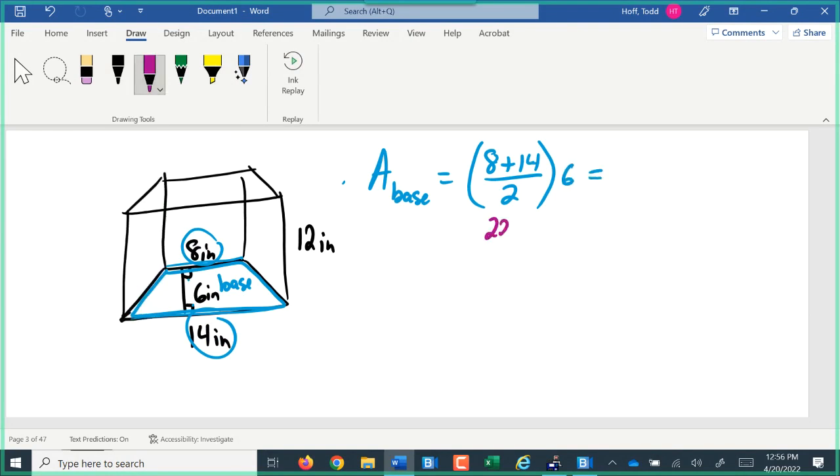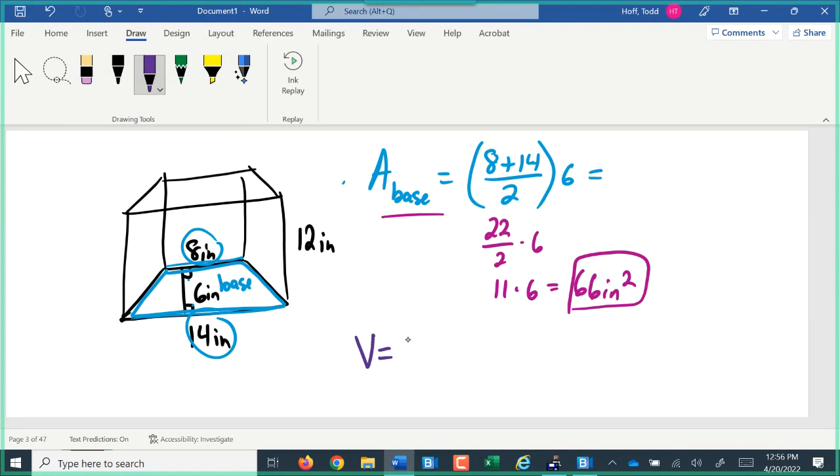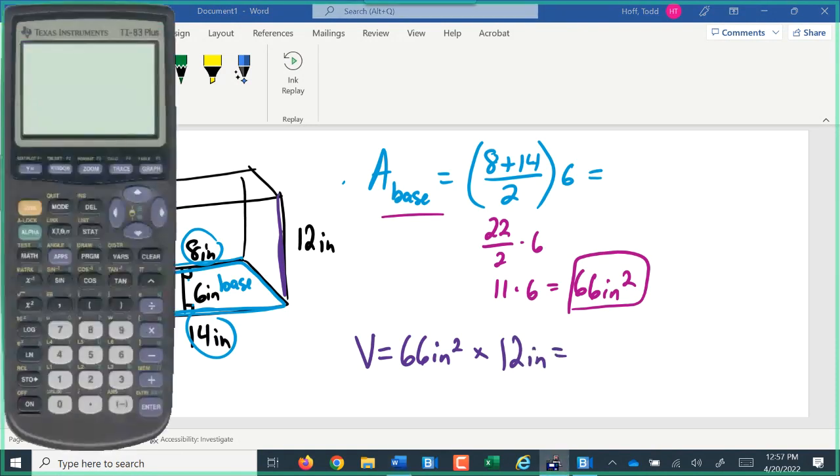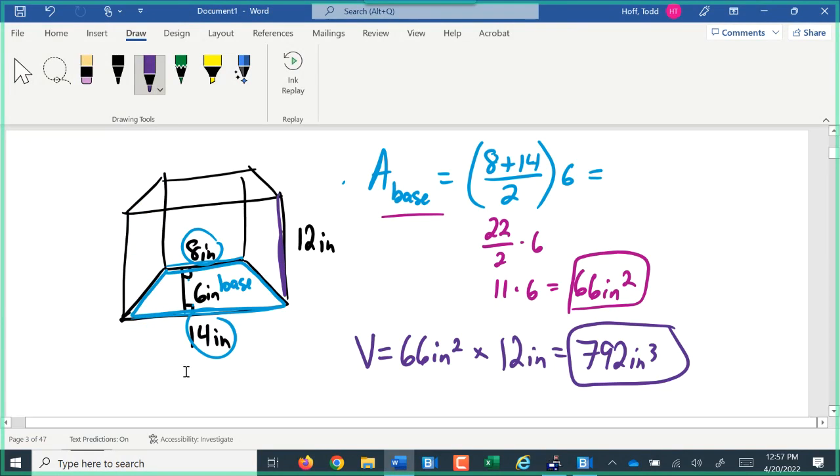8 plus 14 is 22. Divided by 2 is 11. Times 6 is 66 inches squared. That's the area of a base. So the volume is going to be what? Times 12. 66 inches squared times our height of 12 is 792 cubic inches. What do you think? It works.